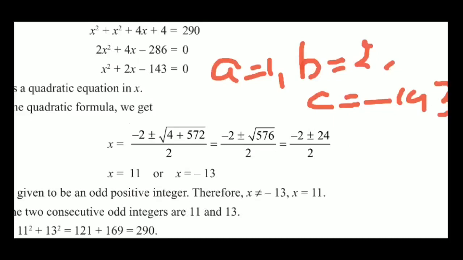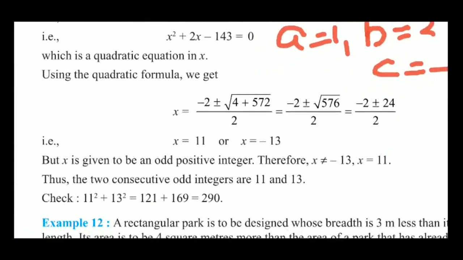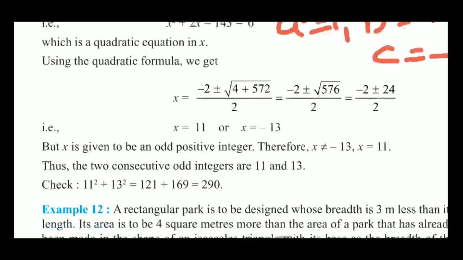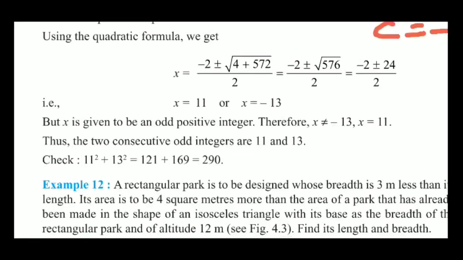Minus 2 plus 24 divided by 2, you will get 11. Then the second case is minus 2 minus 24 divided by 2. After simplification, you will get x equals to minus 13. But we will ignore negative integers. So therefore, our first positive odd integer is x equals to 11. And what will be the next? That is 13. If you want to check that the required positive integers are correct, according to the question, you will take the square of both and then add, and we will get the sum of them equals to 290.